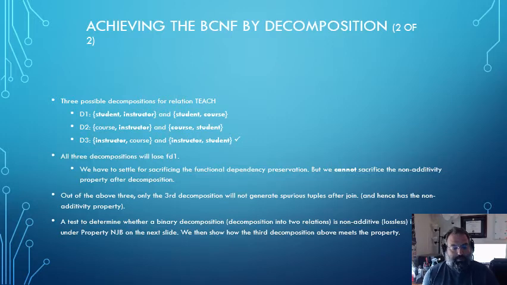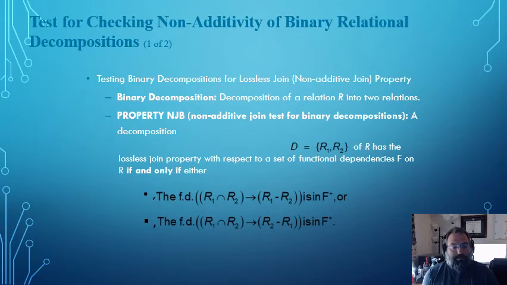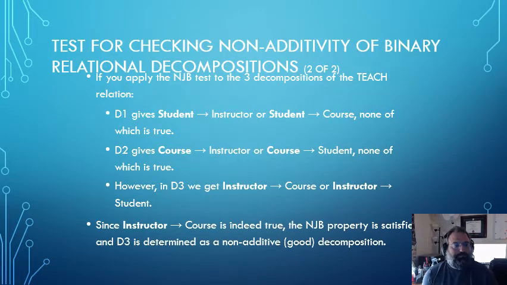A test to determine whether a binary decomposition to two relations is non-additive, lossless, is discussed under property NJB on the next slide. We then show how the third decomposition above meets the property. Testing binary decomposition for lossless join, non-additive join property. Property NJB, non-additive join test for binary decompositions: a test for checking non-additivity of binary relation decompositions.